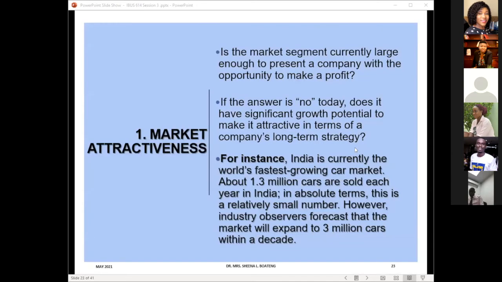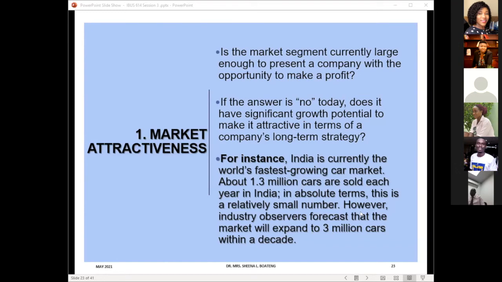Now, as we have discussed, in terms of market attractiveness, for instance, car manufacturers are now looking closely at the Indian market. And this was pre-COVID, right? Because India is currently the fastest growing car market in the world. And based on current projections, India is going to expand in terms of the sale of cars to about 3 million cars within a decade, being 10 years from when this research was published, which was somewhere in 2019.